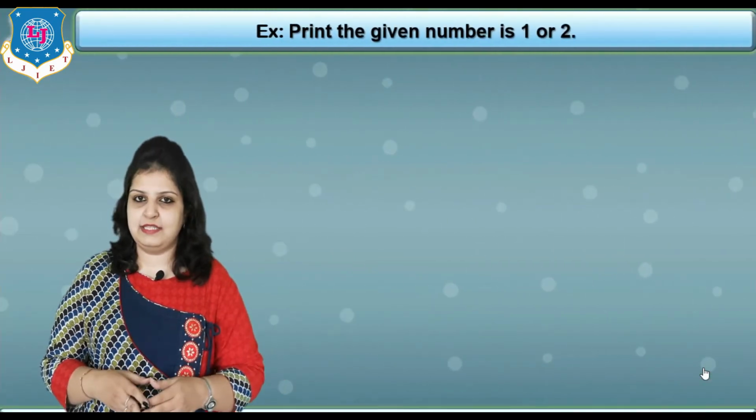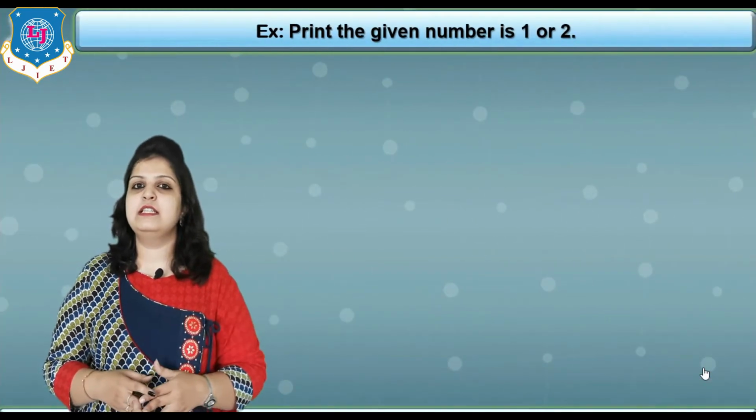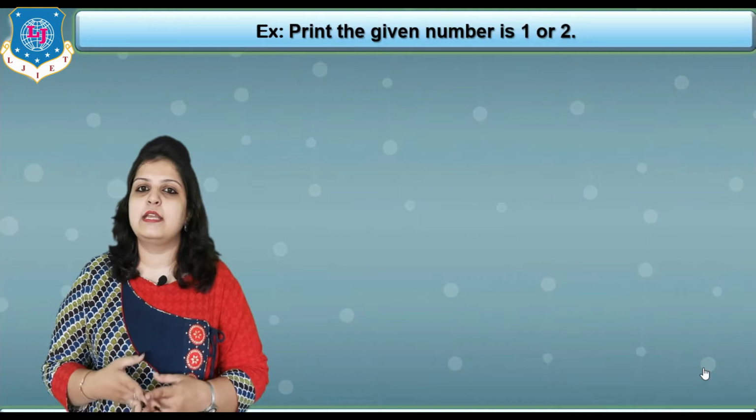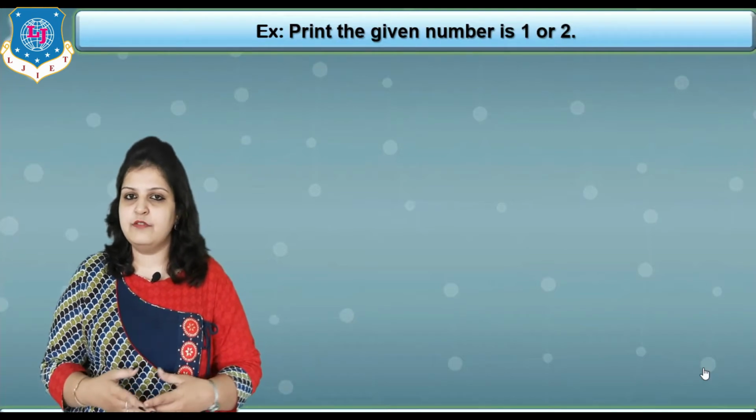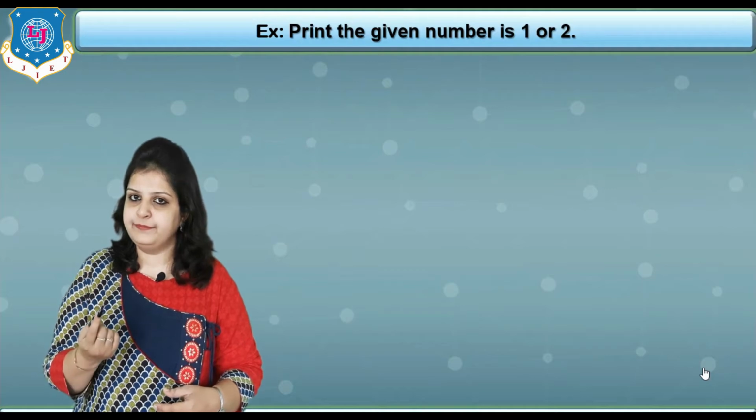So let's see one example. The definition is: print whether the given number is 1 or 2. It means what we have to do here is enter one number.